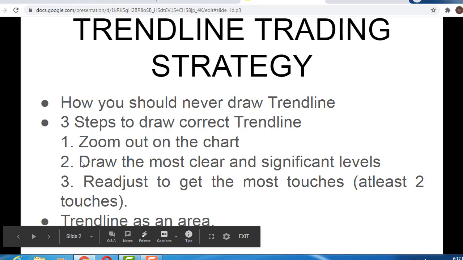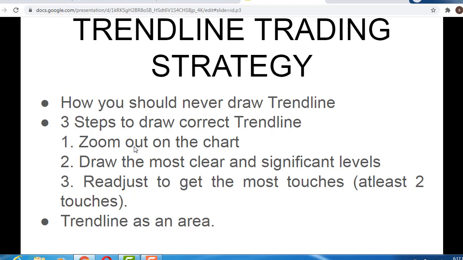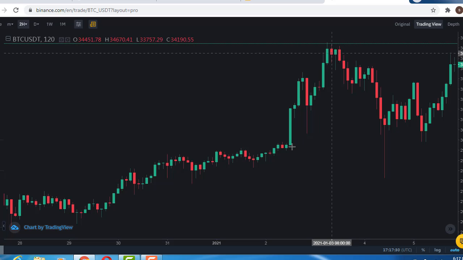So let's take one after another. The first step when drawing trend line is that you zoom out the chart. The second one, draw out the most clear and significant levels. And the third one is to readjust the line after you've drawn it and get the most touches on the chart. Let me show that in a moment.